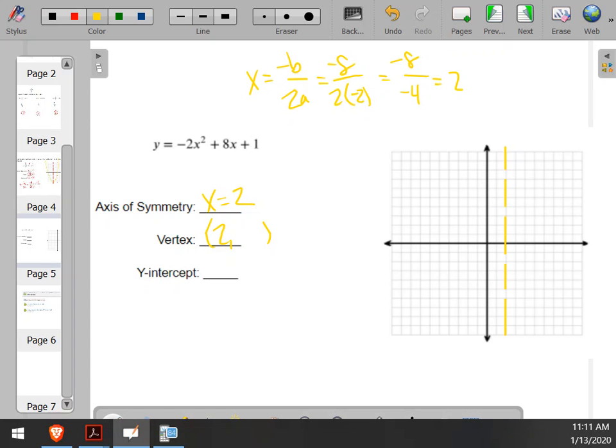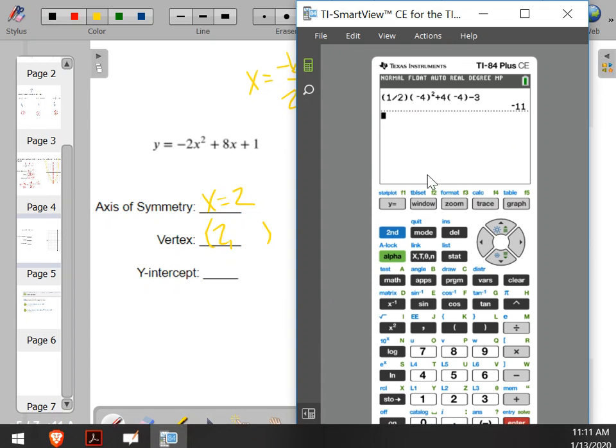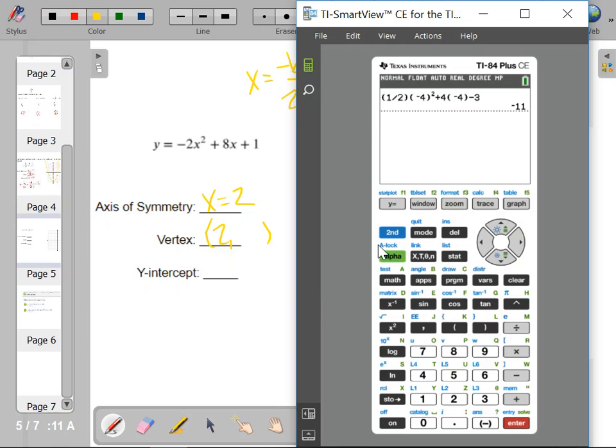Now we're going to plug that in. So I'll use my calculator again. There's another way you can do this. There's a little trick. If you know that x is 2, you can say 2, and then you can hit this store button and store it as x. If you have a fancy calculator, this is a helpful thing. 2, store as x. Now your calculator will remember that as x. So I can actually type this in with x, and it'll tell me what my y value is. So -2x squared plus 8x plus 1.